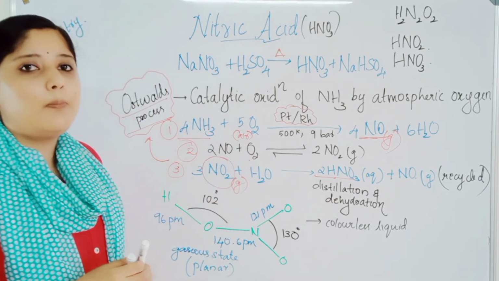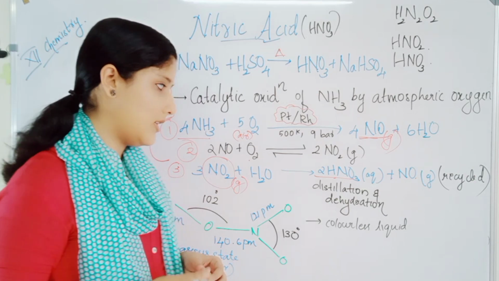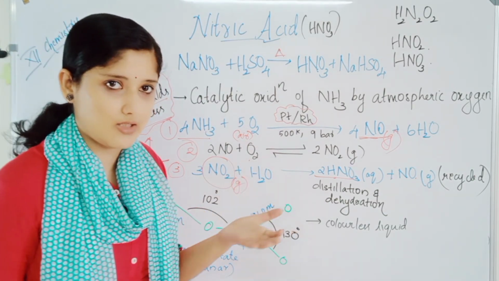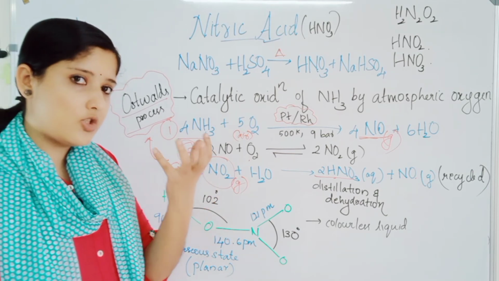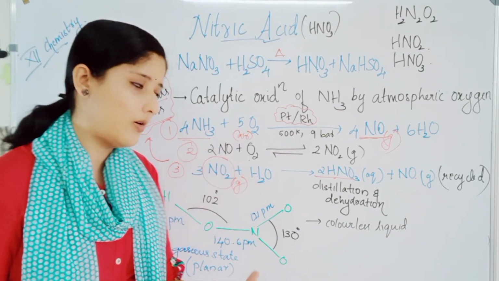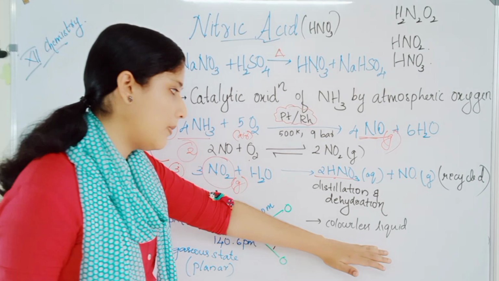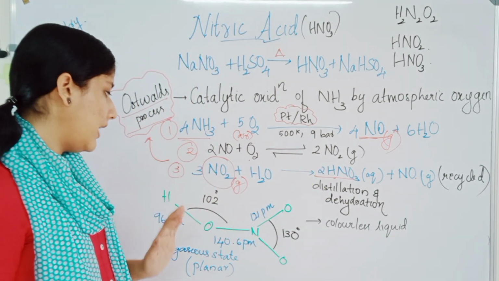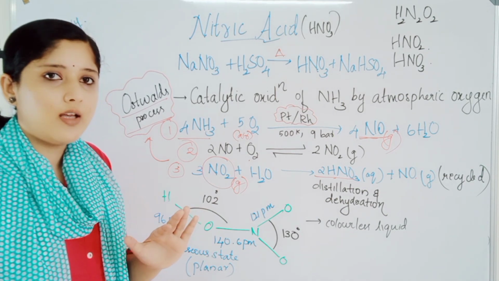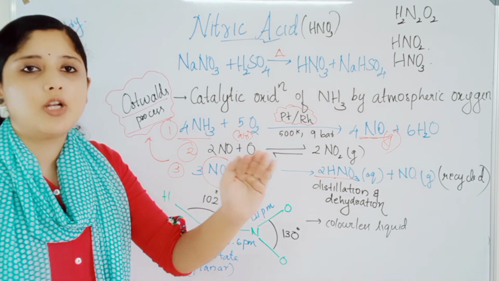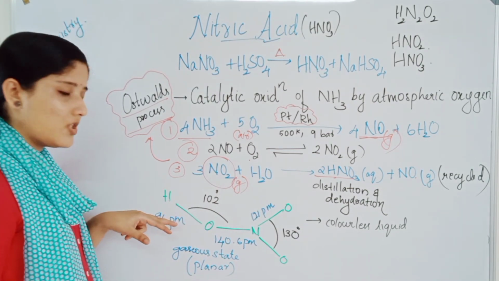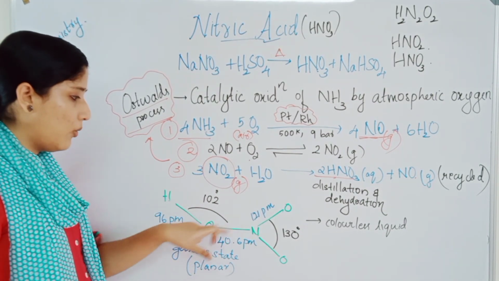Now regarding the properties of nitric acid. Nitric acid is a colorless liquid with a pungent smell, usually stored in glass bottles. That is the main physical property. It is a colorless liquid, nitric acid. And in the gaseous state, it is usually what? A planar structure. And the structure is drawn here. The planar structure of HNO3.